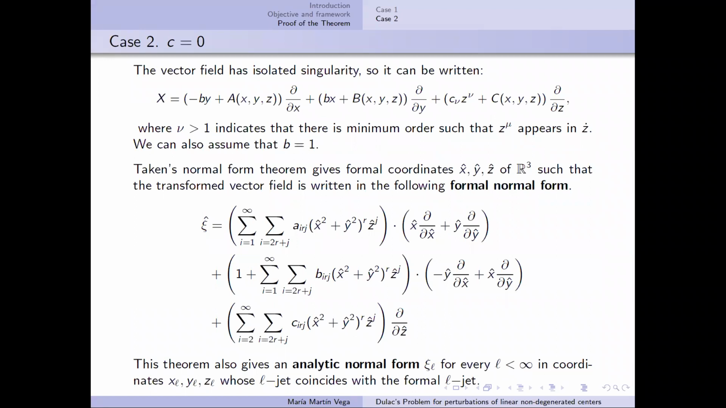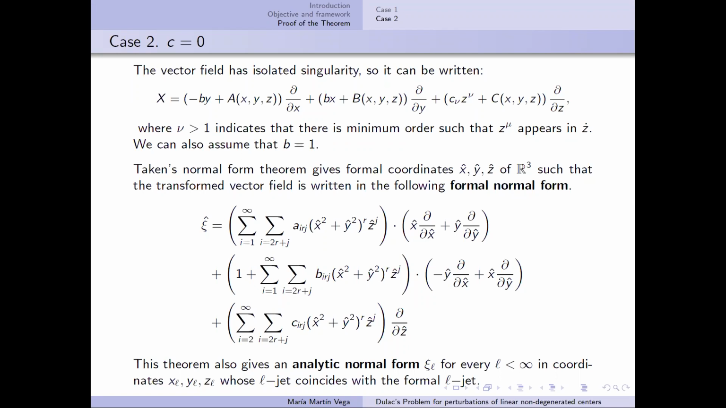Now we study the case where C is equal to 0. This is the completely non-hyperbolic case. And what we only have first is that we can write the vector field in this way. I want to remark that in the derivative of Z, there is some term that just depends on Z. That is not divided by any function of x and y, and this is because the singularity is isolated. We can also take b equal to 1 because otherwise you can multiply by some constant.